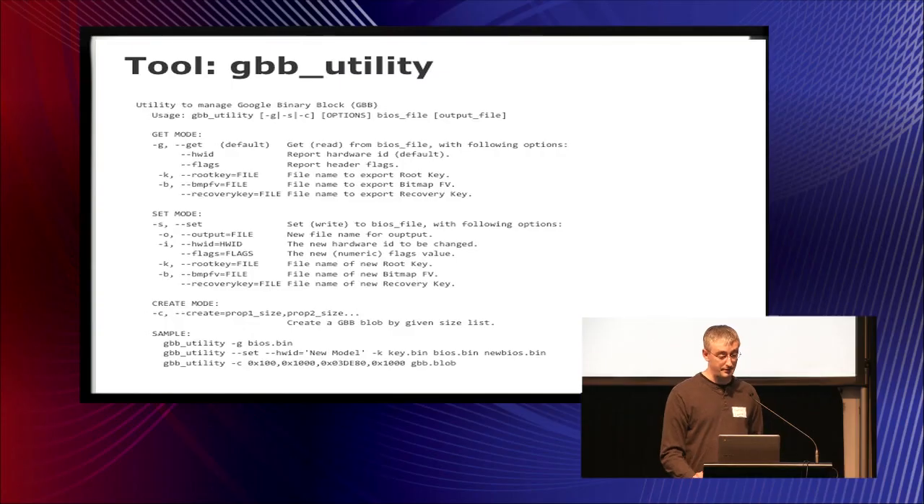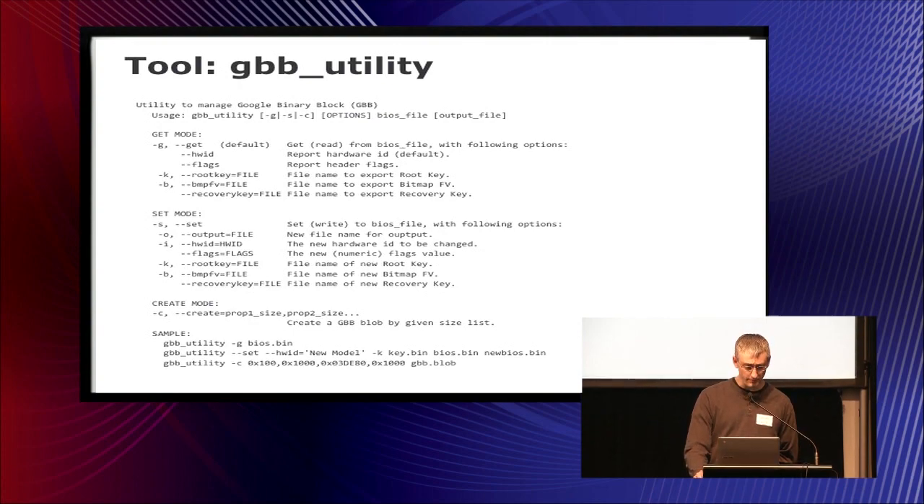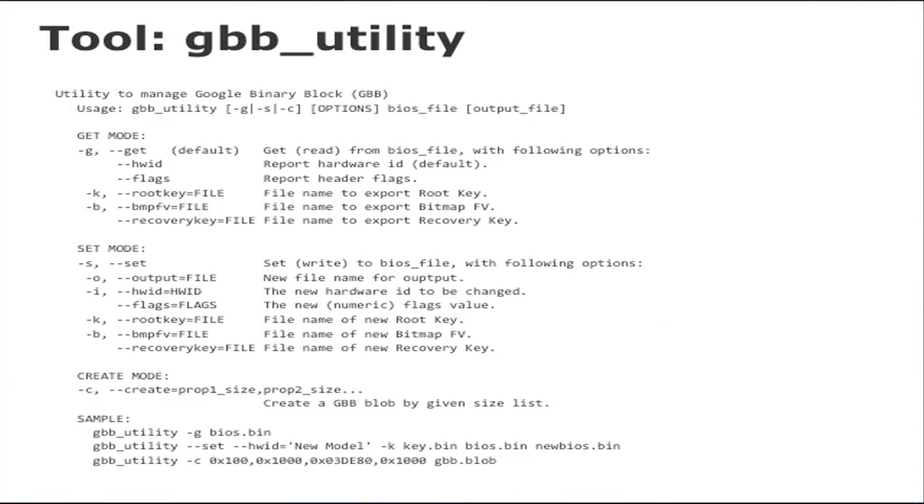To work with these flags, there's a tool called GBB utility that's present on the Chrome OS image itself, but is also found in the chroot for a Chrome build system. It allows you to change all of the different pieces in the GBB that I've talked about. The common thing people do with it, though, is usually just to read the hardware ID or to set and get the flags that have been set for the device.